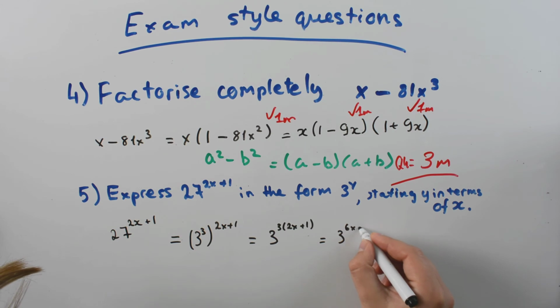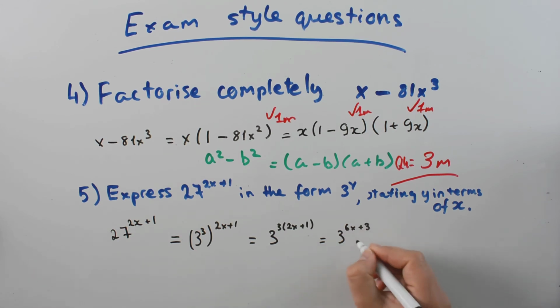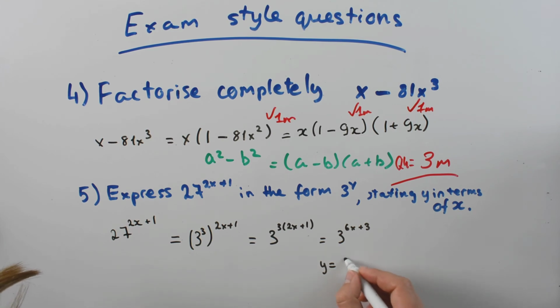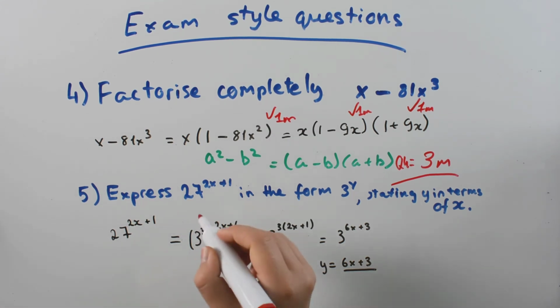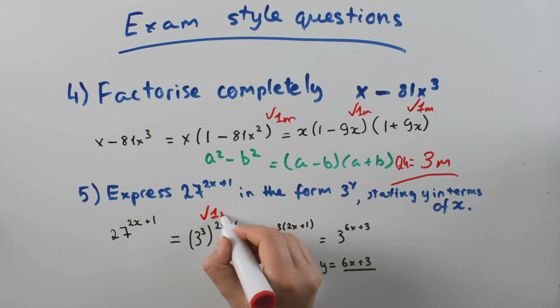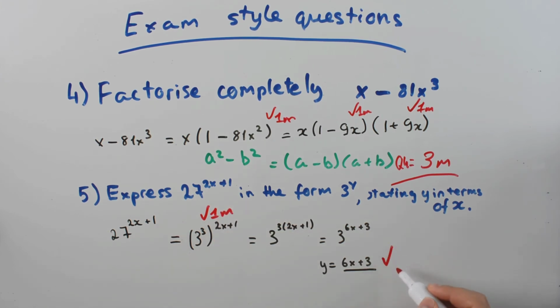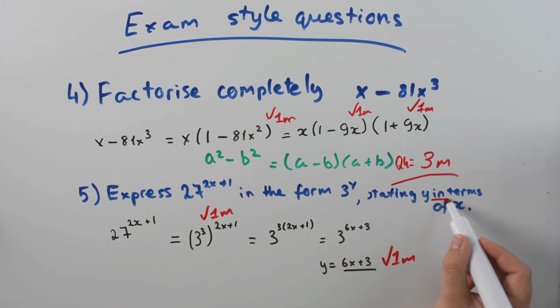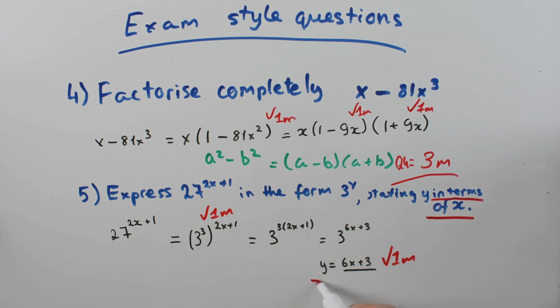So we'll get 3 to the power of 3 brackets 2x plus 1, and then just expand the small brackets in the index and you get 3 to the power of 6x plus 3. Remember to state that your y equals 6x plus 3, because the question says stating y in terms of x. So if you didn't state that, you wouldn't get a mark, because it clearly says that in the question. Make sure you read questions very clearly. So overall the question will be 2 marks.